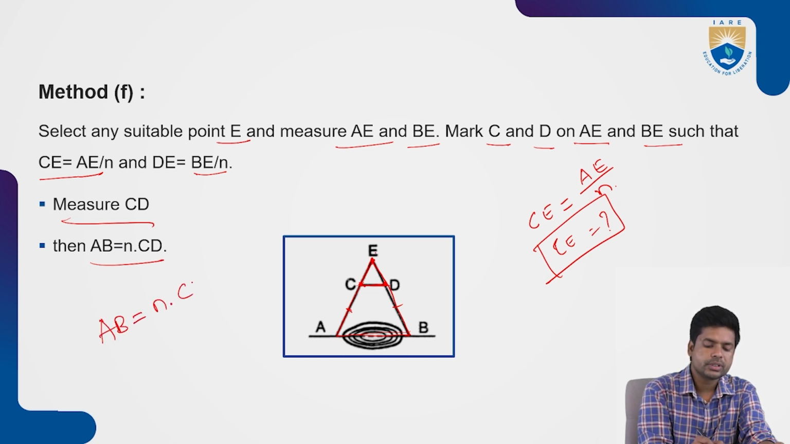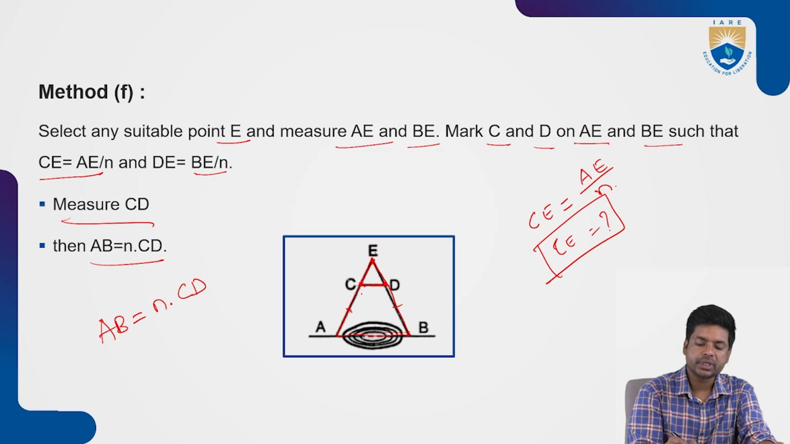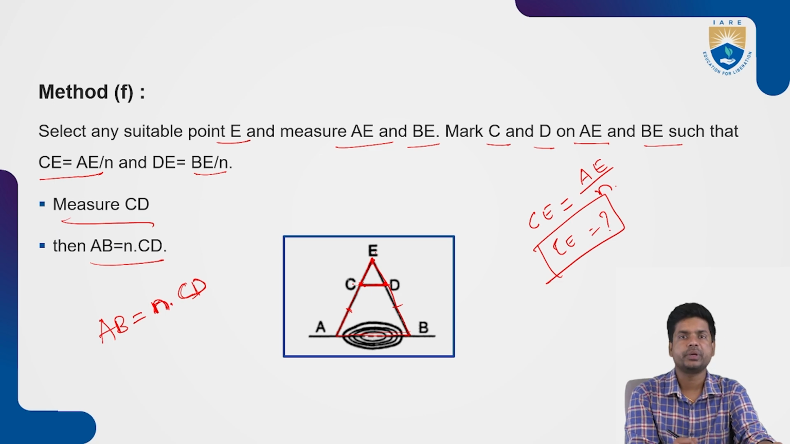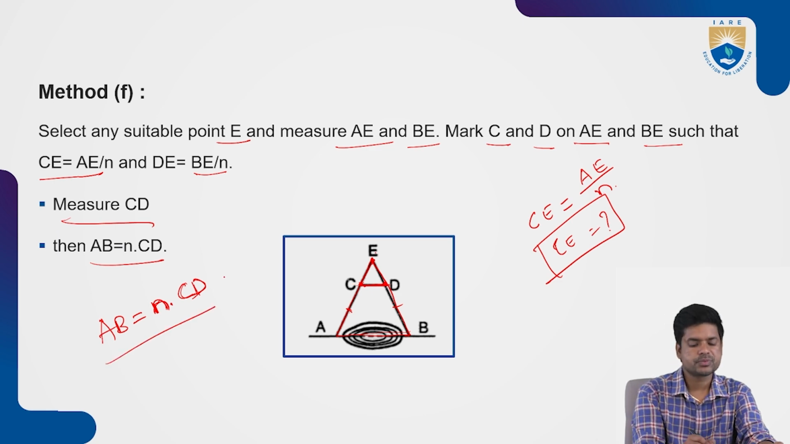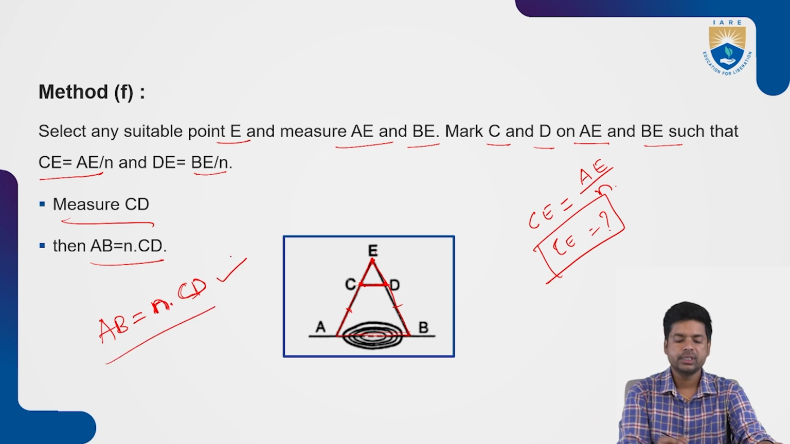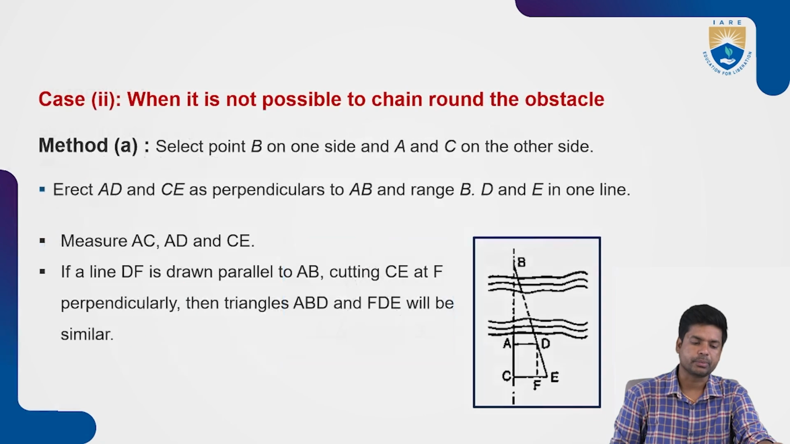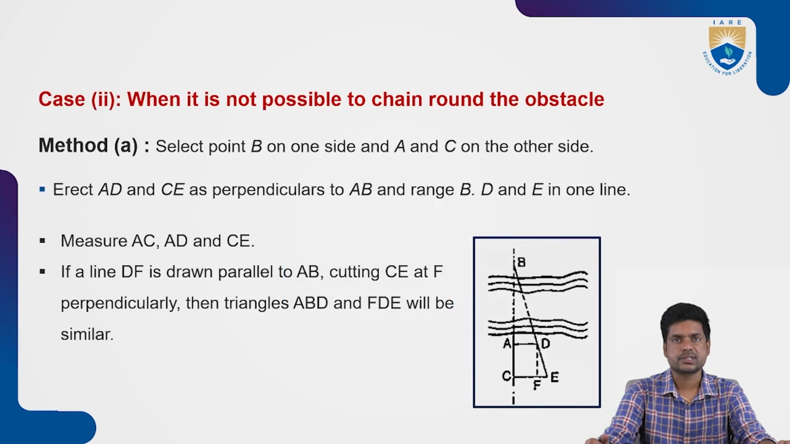Now the length of AB will be calculated by using this formula, that is AB is equal to N into CD. N is nothing but, previously while marking these points C and D, we have done a number of divisions here, right? So based upon that, we are going to write the number N here, and CD is equal to the same distance we have measured. So from this we can find out the length of the line AB. This is another method. So the first case is over.